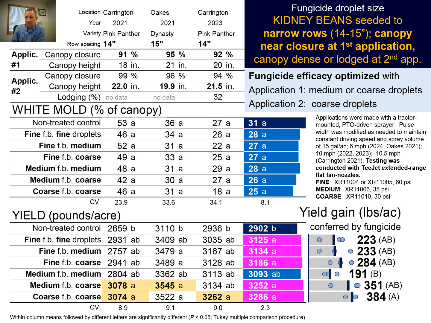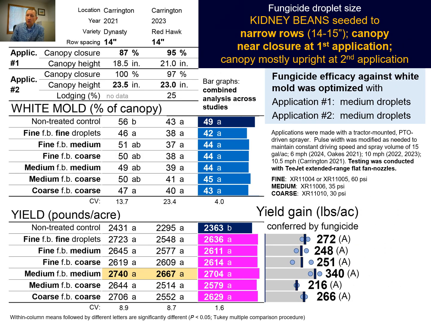Where do we optimize with droplet size? You'll notice again, in none of these studies did we optimize with fine droplets followed by fine droplets. Instead, we optimized with either medium droplets in the first application followed by coarse, or coarse droplets in both applications. And the difference between those two was small.